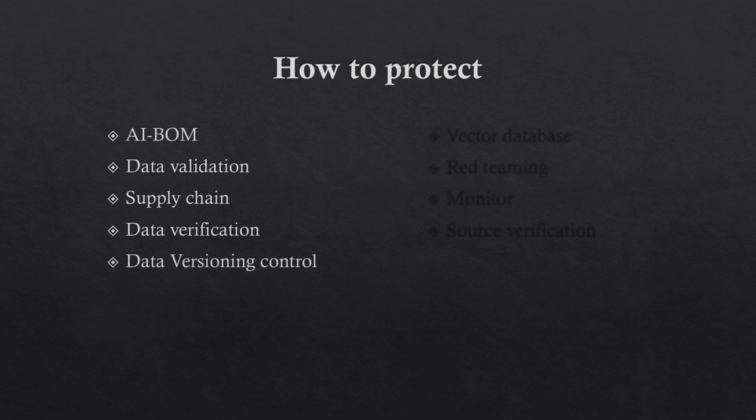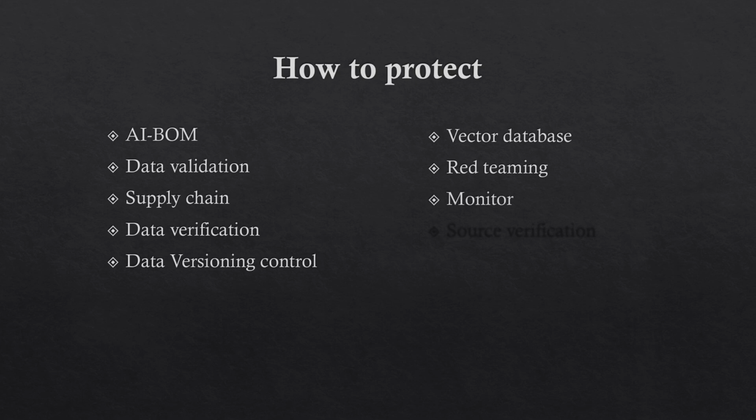Track changes in training datasets using data version control (DVC) tools. Use a vector database to store user-supplied information. This allows you to adjust model behavior without requiring full retraining. Conduct red teaming activities to proactively identify potential weaknesses and attack paths.